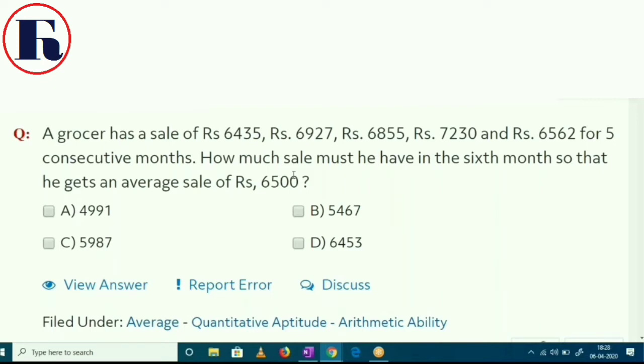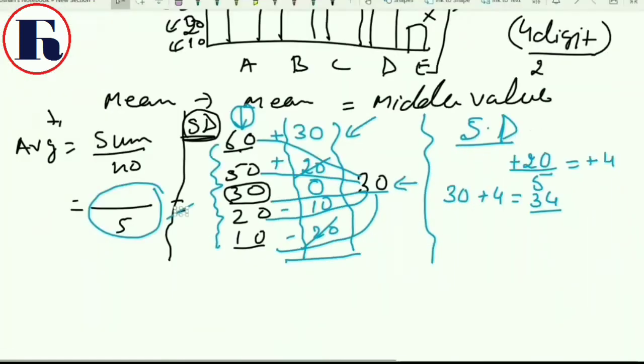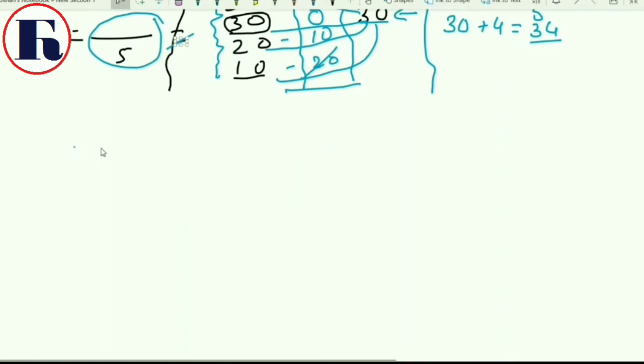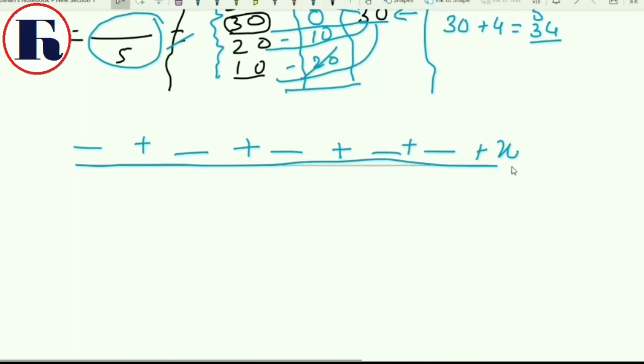One method coming to my mind is to add everything, keep the last month's sale as x, then divide by 6. Sir, do one thing. Whatever method you said right now, forget about it. Use the basic method. Add the first number with the second, the third month sale, the fourth month sale, the fifth month sale, and the sixth month sale you assume as x. The whole sum you divide by 6. This is how we find the average, and keep this average equal to 6500. It looks very easy for me to tell.